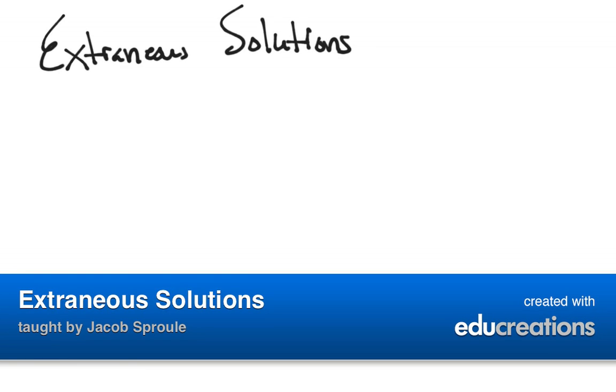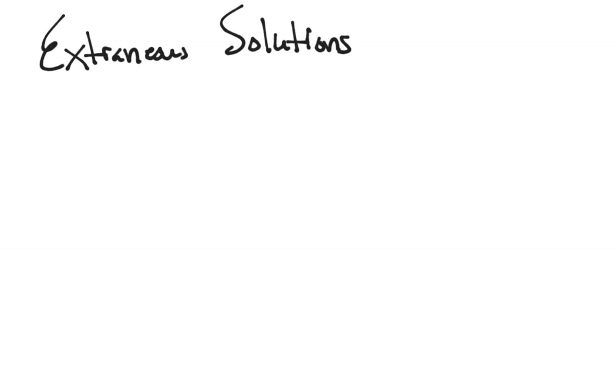This video is about extraneous solutions. This is a topic that comes up when you use rational expressions. An extraneous solution means that it's not a real solution. It's an extra solution. You might notice that extra is even in the name extraneous.